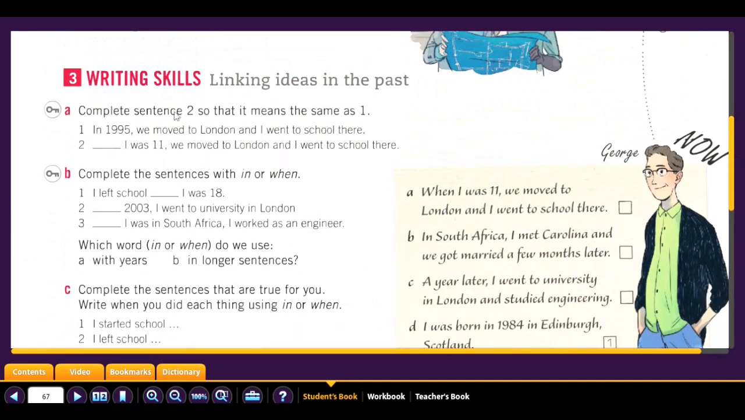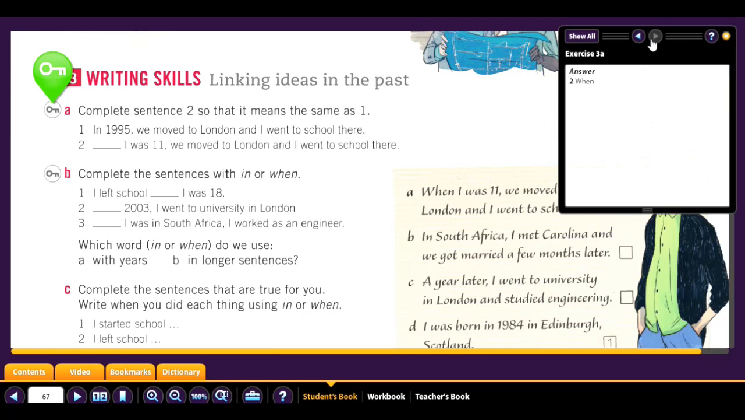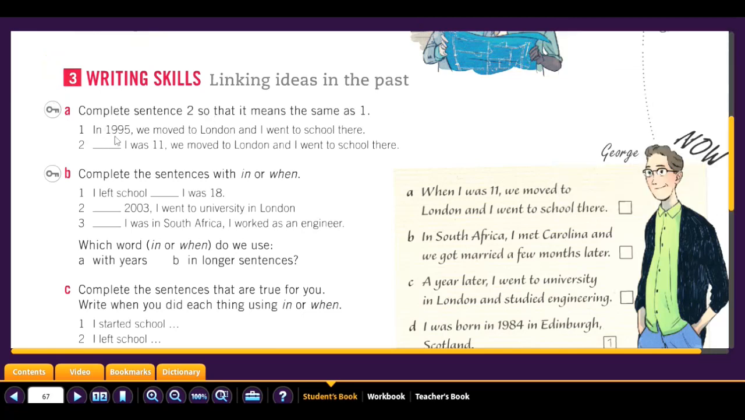Now, writing skills. Linking ideas in the past. Complete sentences two, so that it means the same as one. Tienen que completar con una palabra para que signifique lo mismo que aquí. The word is when. Podemos decir in 1985, el año, y lo que pasó. O podemos decir la edad que teníamos. When I was 11, we moved to London, I went to school there. Como pueden ver, utilizamos estas expresiones. Después ponemos una coma y continuamos con lo que sucedió.